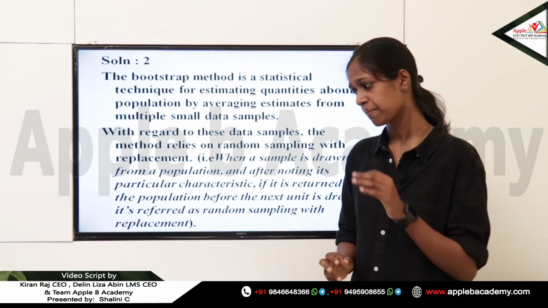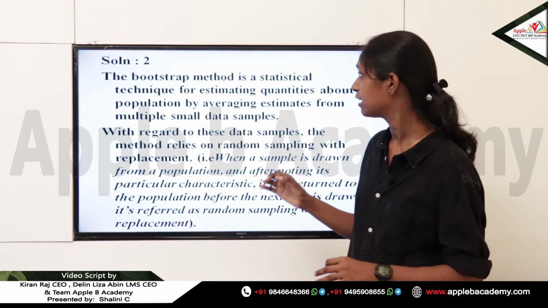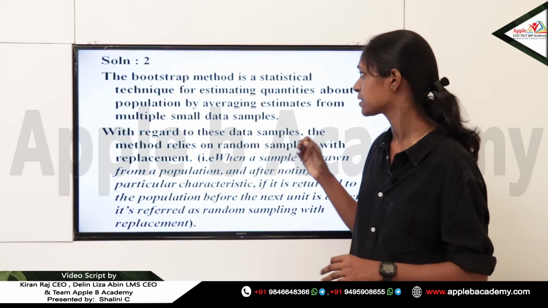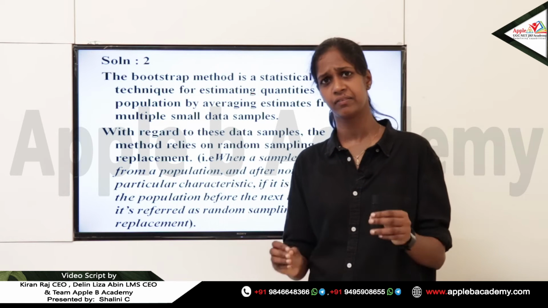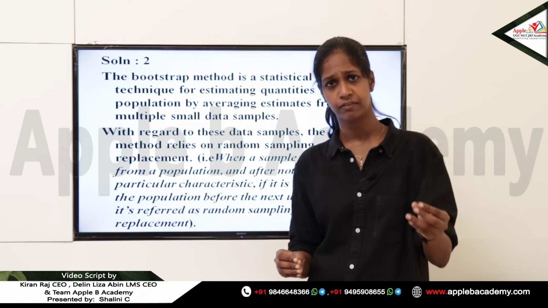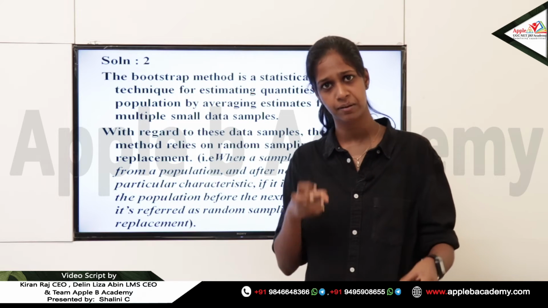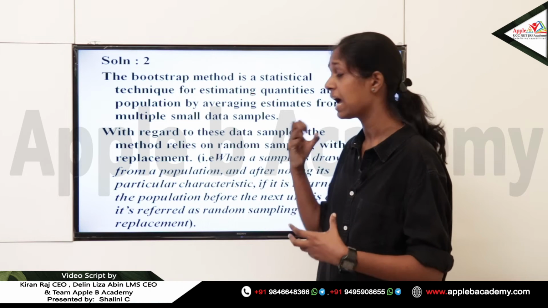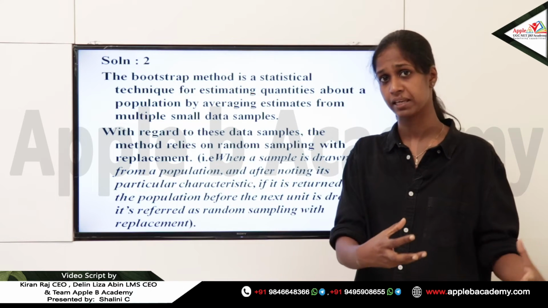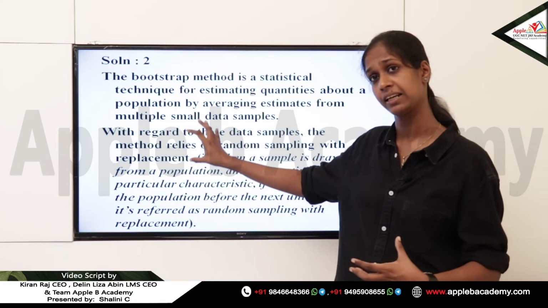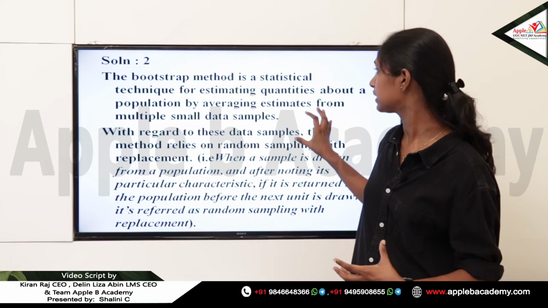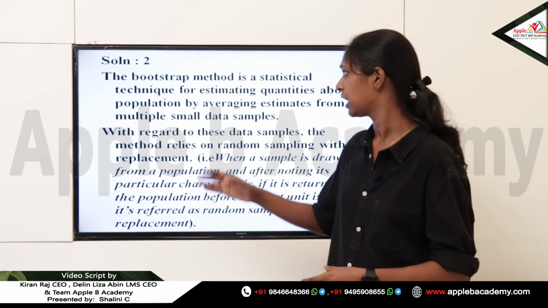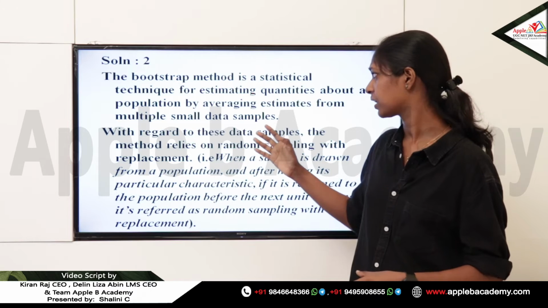The bootstrap method is actually a statistical technique for estimating quantities about a population by averaging estimates from multiple small data samples. This is an idea that we already are familiar with. To identify something about a population, we take a sample from the population and we study that. That's how we make estimates about how the population is going to behave. So it is a statistical technique for estimating quantities about a population by averaging the estimates from multiple data samples.